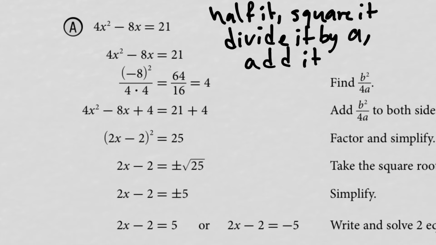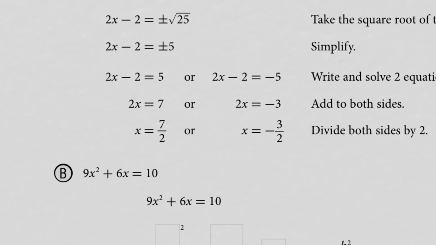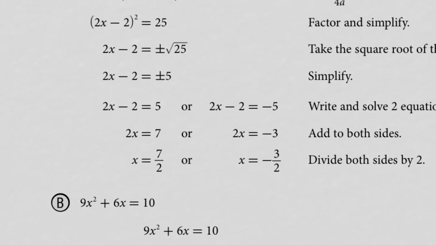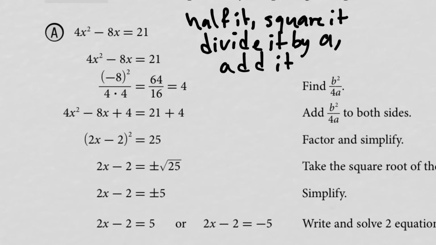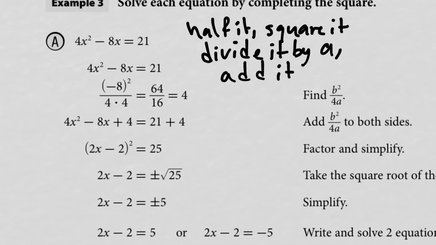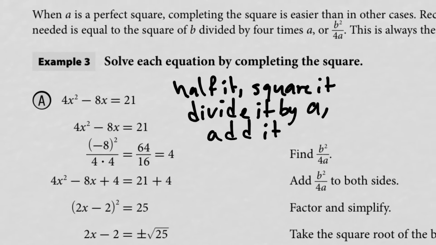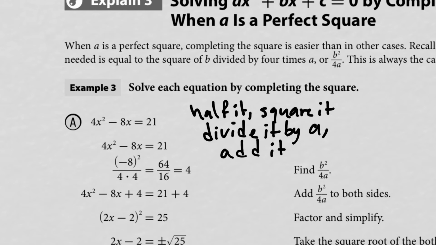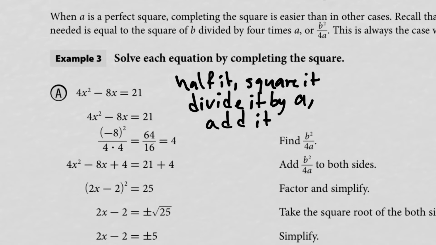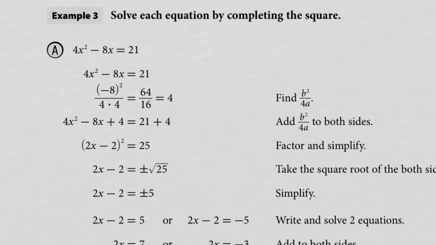Okay, so just remember, if a is not 1, if it's anything other than 1, like 4, or down here we have another one where a is 9, then you're not going to half it, square it, add it. You're going to half it, square it, divide it by a, and then add it. Okay, that's the way it's going to work every single time, as long as a is a perfect square as well. So watch how we're going to do part A and part B here, and watch how everything works out perfectly. Okay, so here we have letter A.